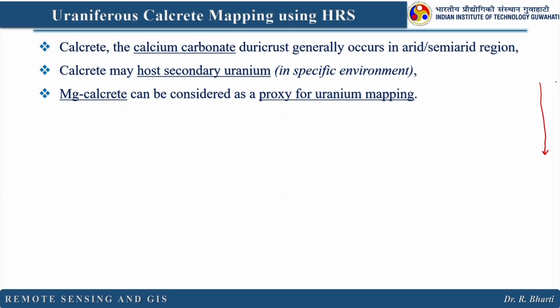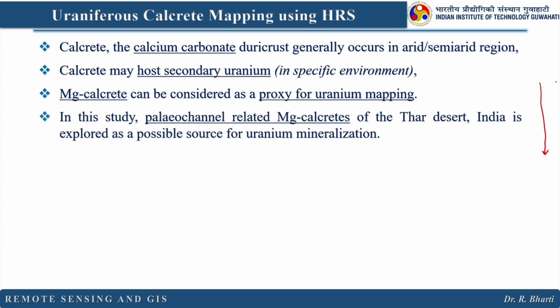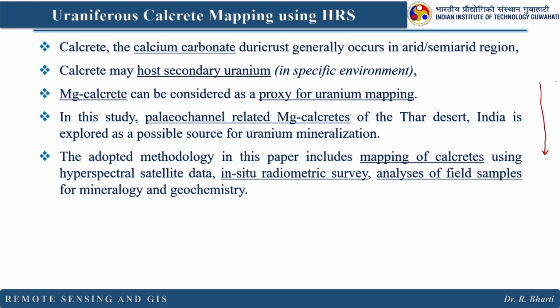So, it cannot be identified directly from space. That is why this Mg calcrete will be used as a proxy. In this study, paleochannel related Mg calcretes of Thar desert, India is explored as a possible source of uranium mineralization. The adopted methodology in this paper includes mapping of calcretes using hyperspectral satellite data, in situ radiometric survey, analysis of field samples for mineralogy and geochemistry.